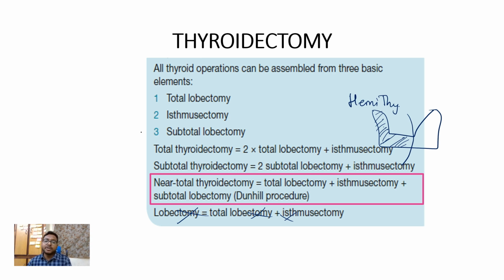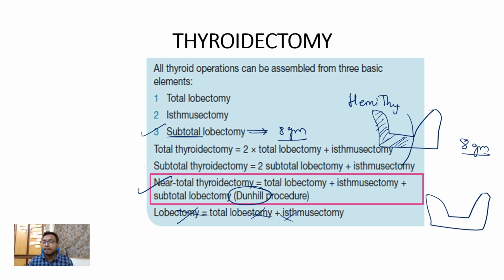And there are two other important terminologies that you should remember. Subtotal thyroidectomy is nothing but you will remove both sides, leaving around 8 grams of thyroid tissue. So just remember the numbers: 8 grams of thyroid tissue in the tracheoesophageal groove on both sides. Then there is something else called Dunhill procedure, also called near total thyroidectomy. You will remove the entire thyroid gland, except around 1 to 2 grams of thyroid tissue will be left on the opposite side. That is called Dunhill procedure or near total thyroidectomy.